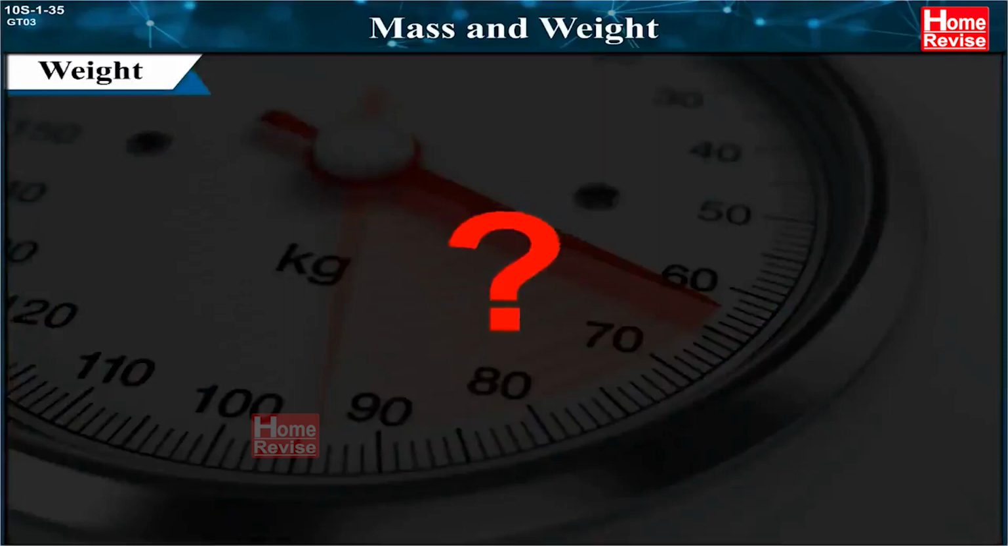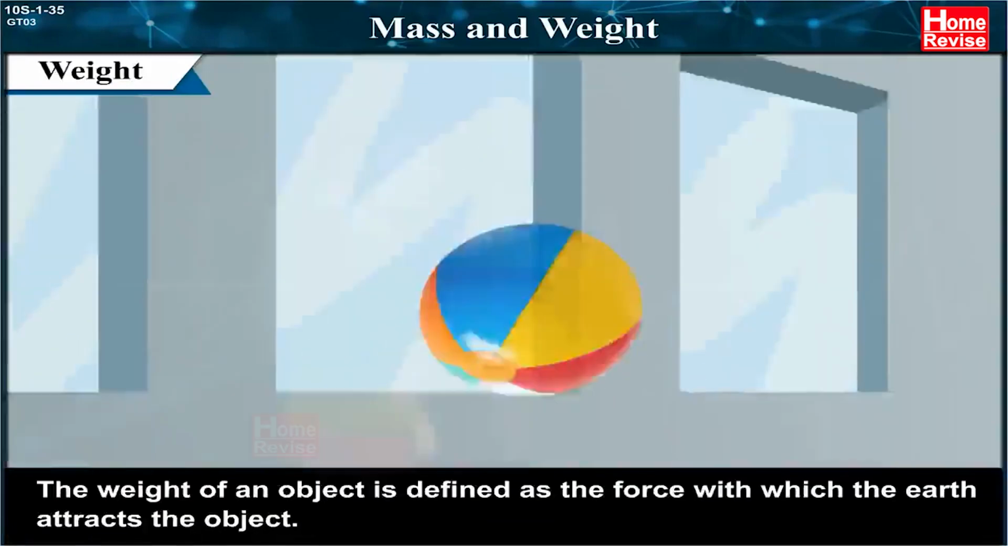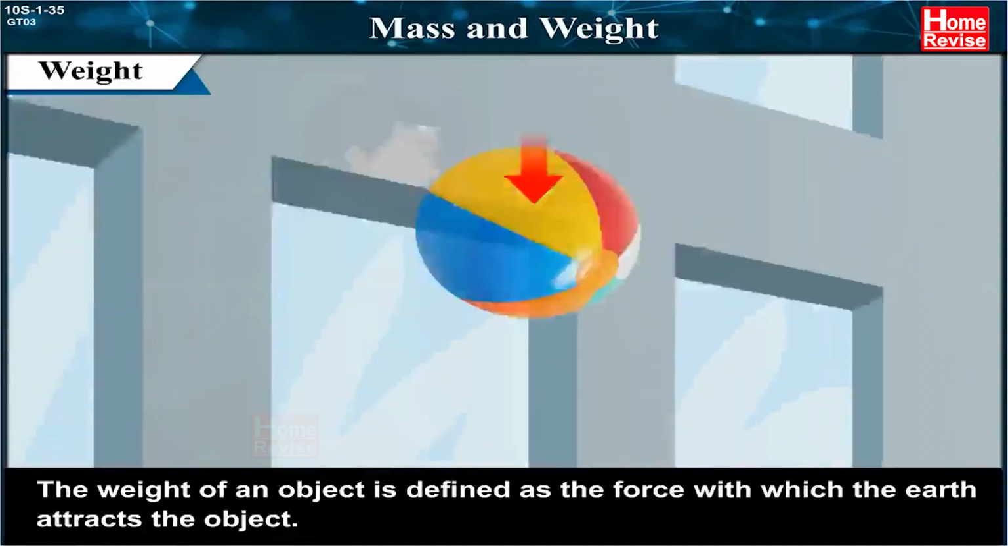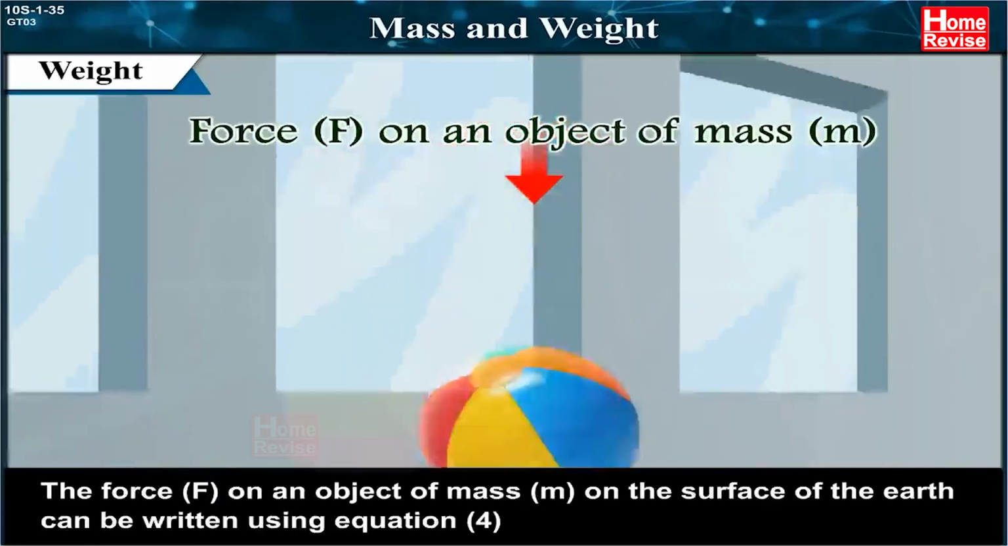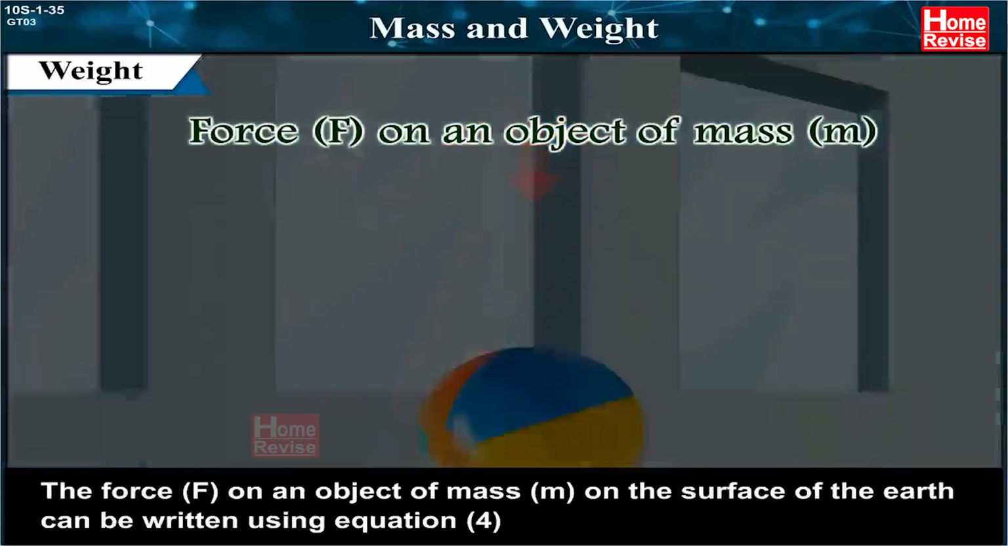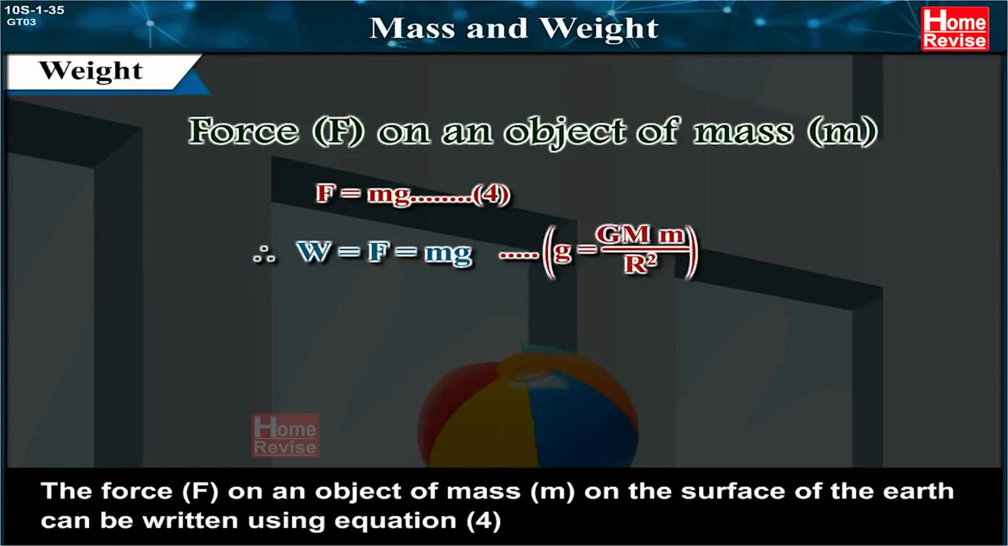Weight. Now, what is weight? The weight of an object is defined as the force with which the Earth attracts the object. The force F on an object of mass m on the surface of the Earth can be written using equation 4. Therefore, weight W is equal to F is equal to mg. g is equal to GM upon R square.